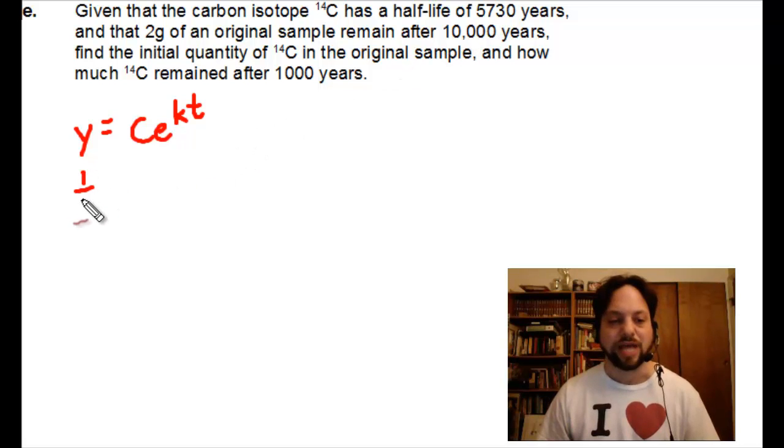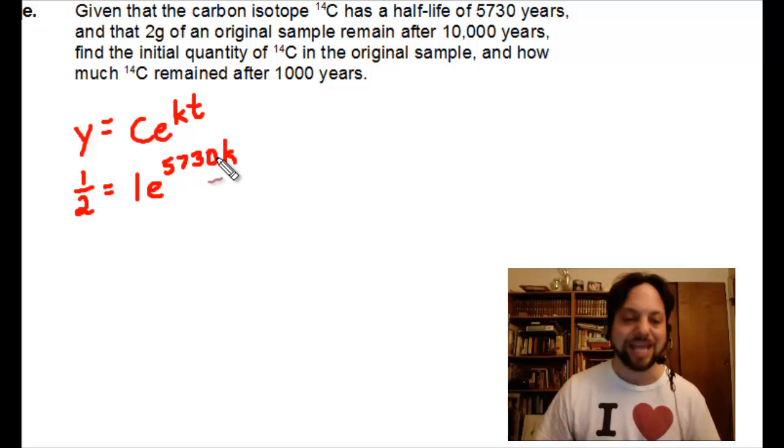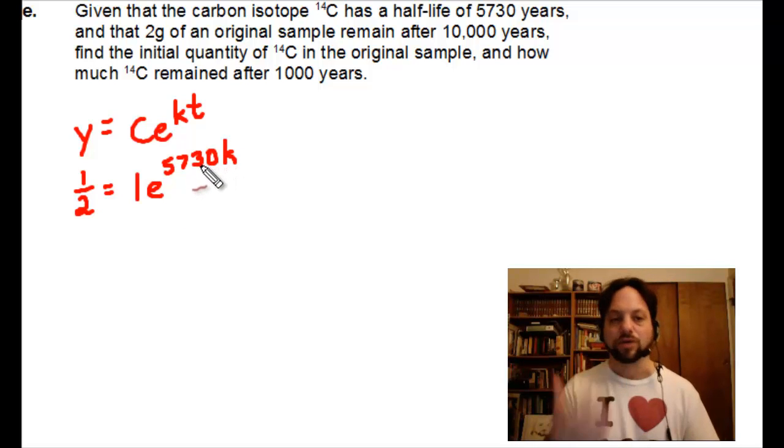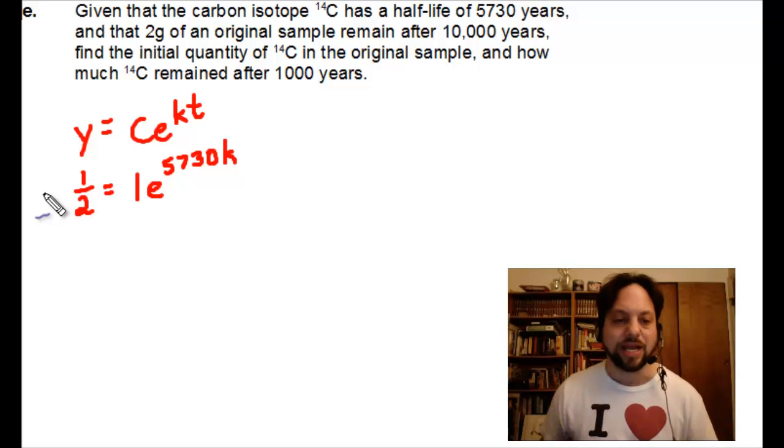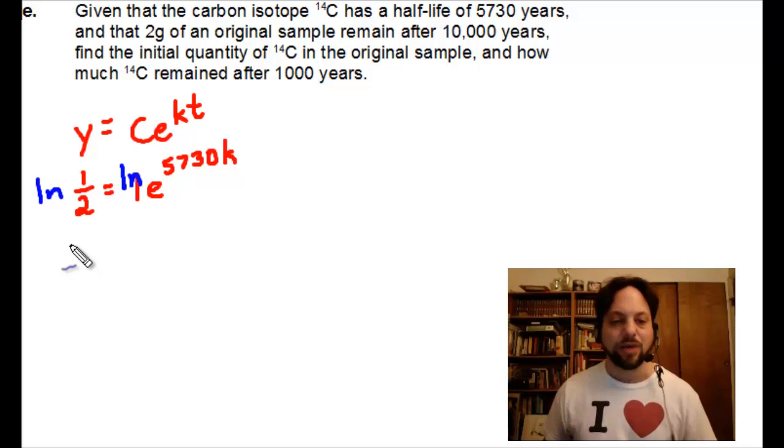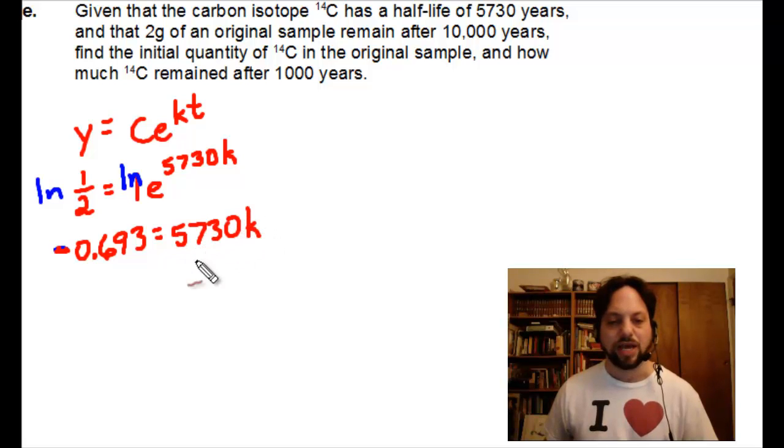So let me go ahead and start with that, saying we have 1/2 left of a 1 gram sample after 5,730 years. And of course it's k that I don't know that I need to solve for. So all I need to do is just go ahead and natural log both sides. No big deal. By doing that, what I'm going to get on the left is negative 0.693. And on the right, I will have 5,730k.